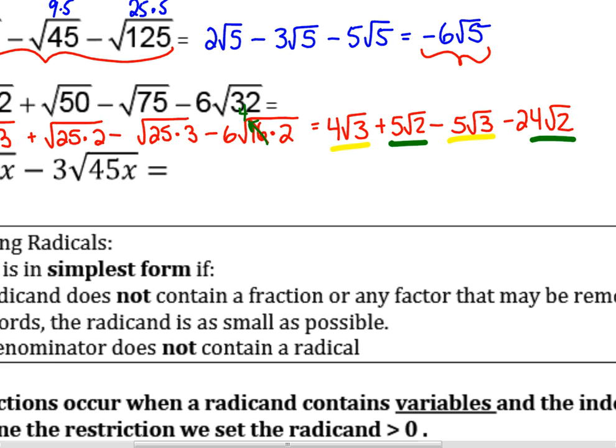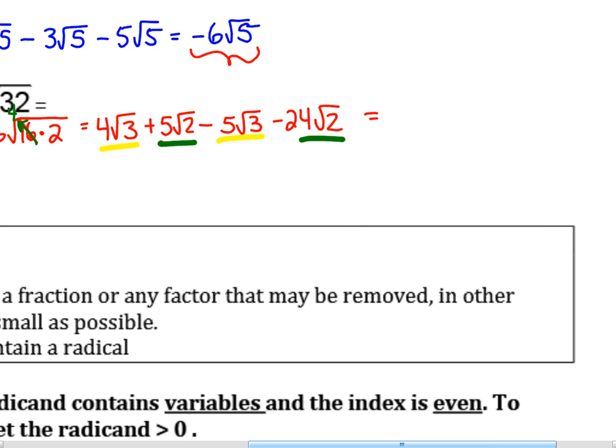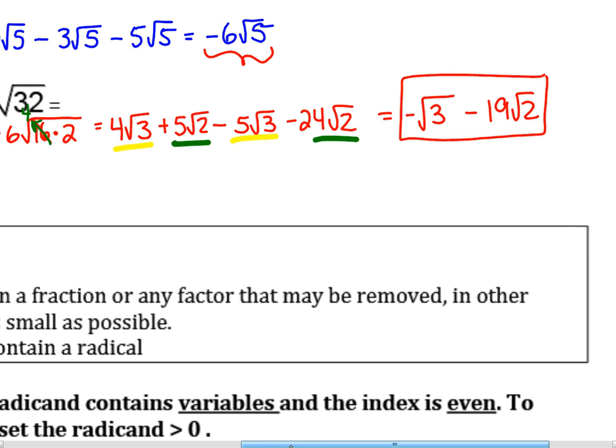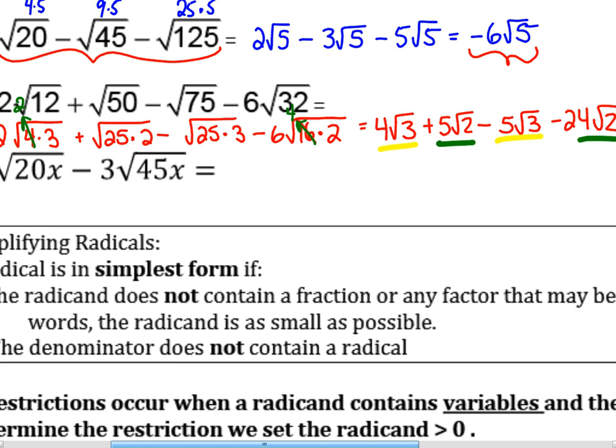So this guy would equal, okay, root 3s: 4 minus 5. Negative 1 root 3, or you could just write negative root 3. You don't have to write the 1. You can, it doesn't matter. 5 minus 24, negative 19 root 2. And there's our answer.